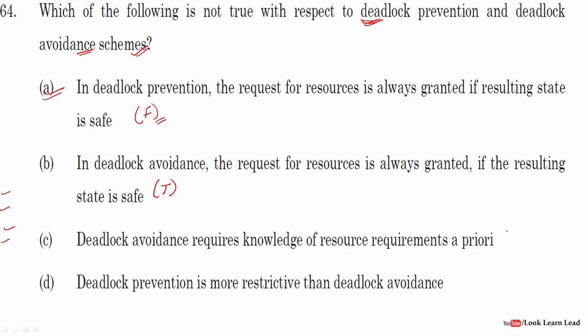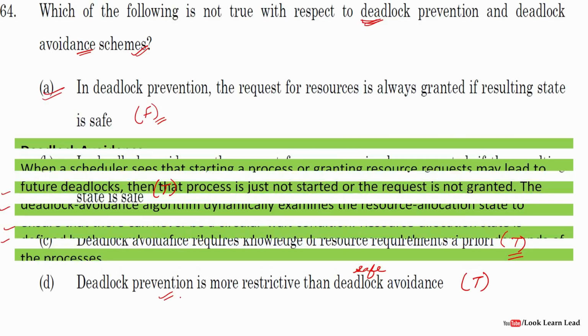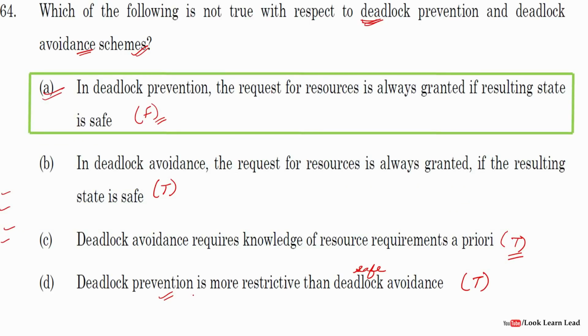Deadlock avoidance requires knowledge of resource requirement a priori. Yes, there must be knowledge of the resources and the requirements of the resources. Okay, deadlock prevention is more restrictive than deadlock avoidance. Yes, it is true, because in deadlock avoidance only a safe state is the condition, but in case of deadlock prevention, even if the state is safe, it won't allocate the resources if the conditions are not met. So the answer would be A. Okay, this is our answer.